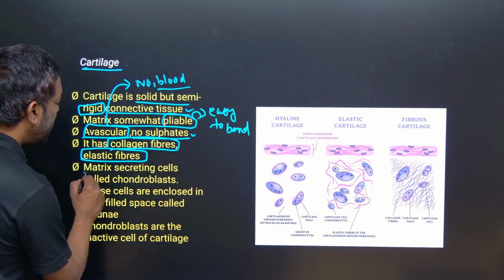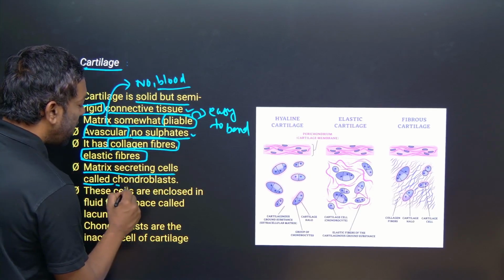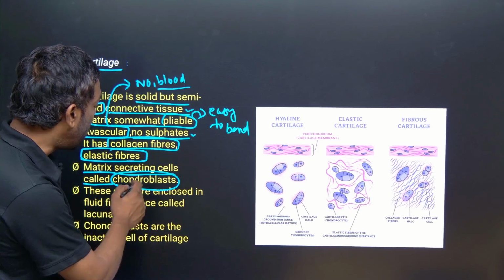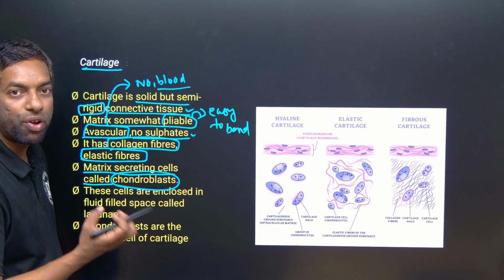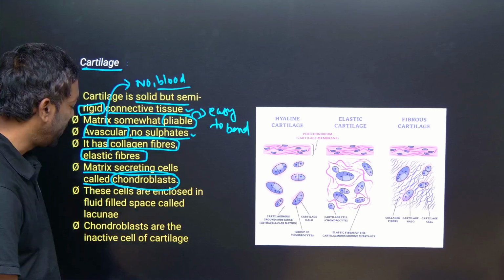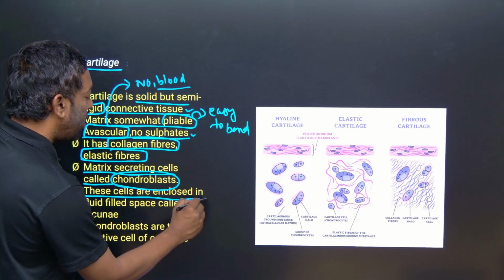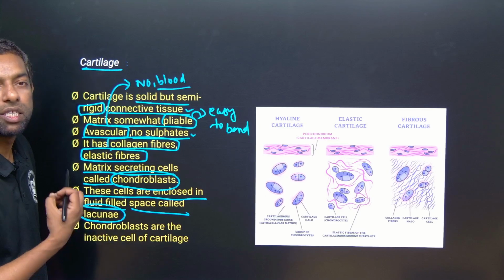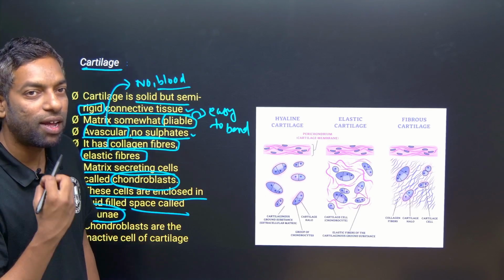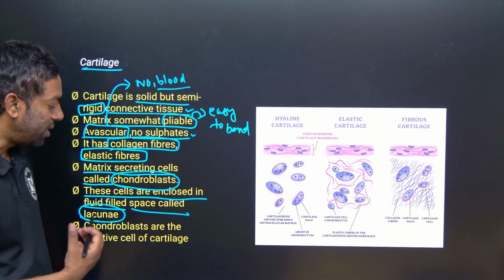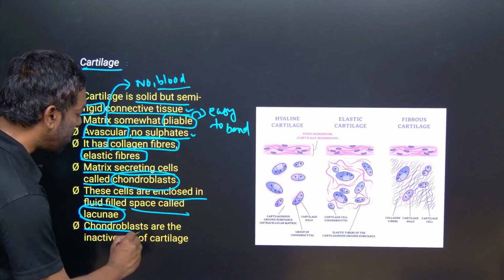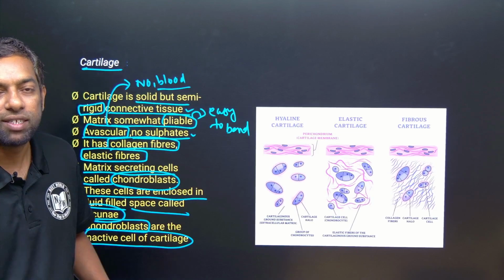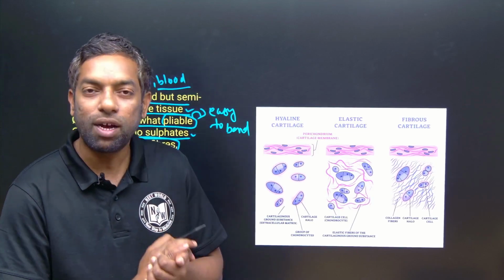The matrix-secreting cells are called chondroblasts. They are a special type of immature cells, and they produce the matrix in this tissue. These cells are enclosed in fluid spaces called lacunae. Lacunae provide space for the cartilage cells, the chondrocytes. Chondroblasts are the inactive cells of the cartilage.